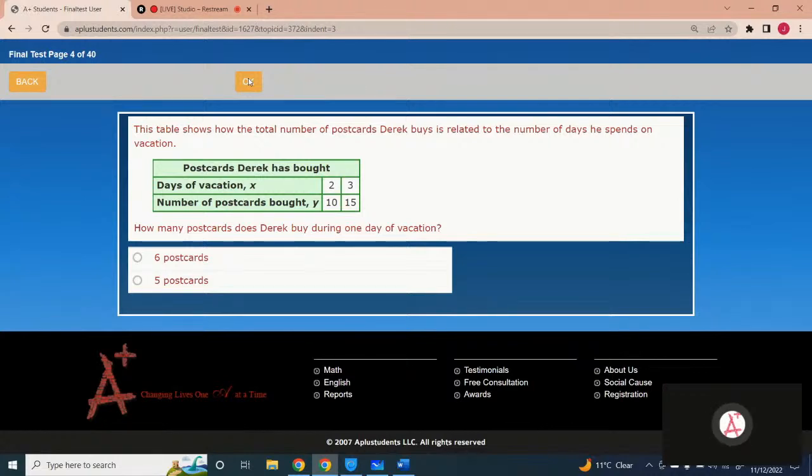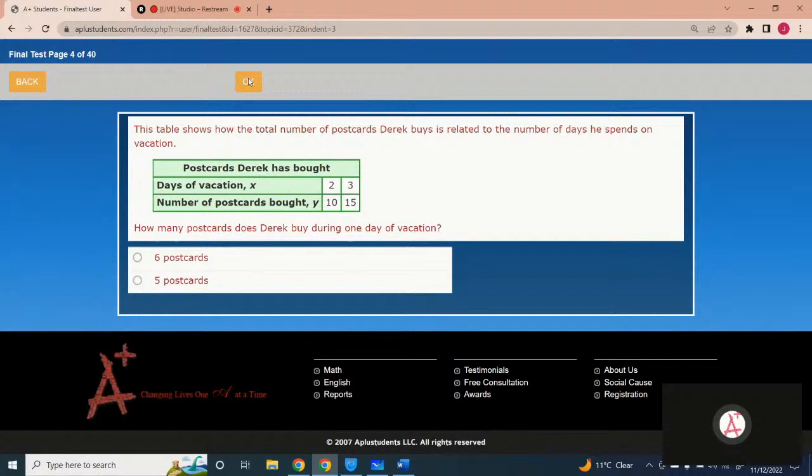The table shows how the total number of postcards Derek buys is related to the number of days he spent on vacation. Number of days of vacation, or X, is 2, and number of postcards, or Y, is 10. At another point, the number of days is 3 and the number of postcards is 15. How many postcards does Derek buy during one day of vacation?